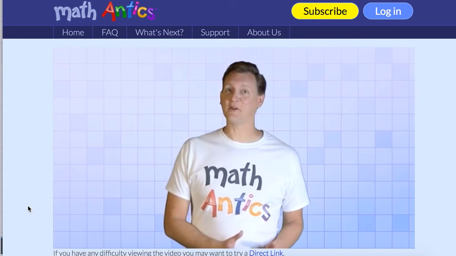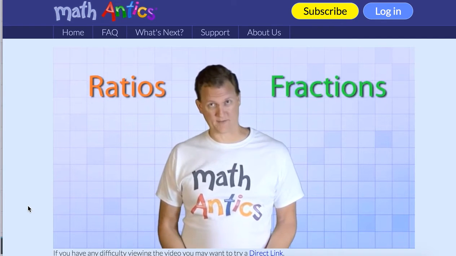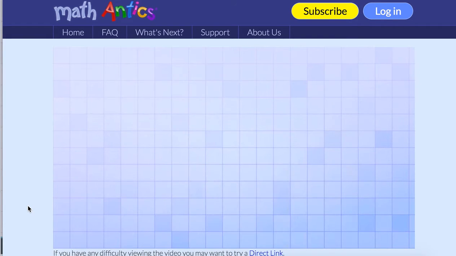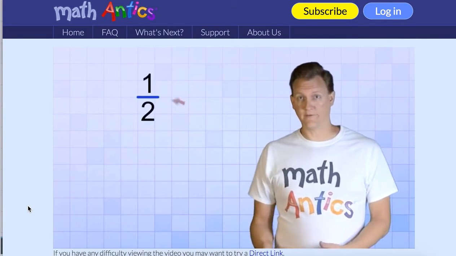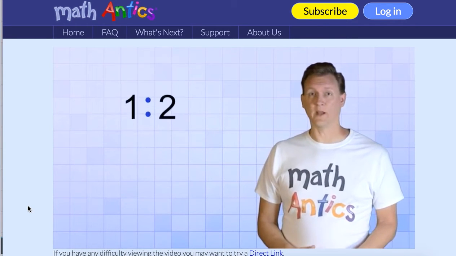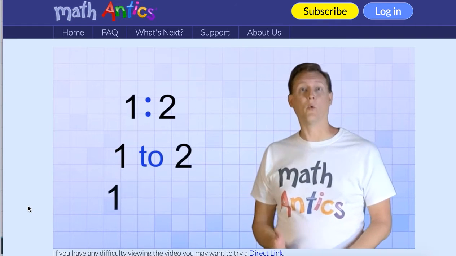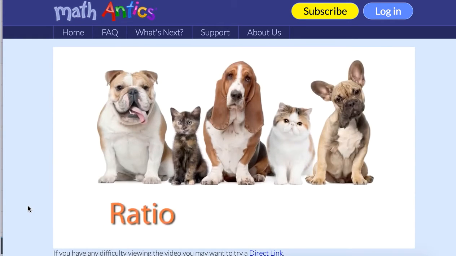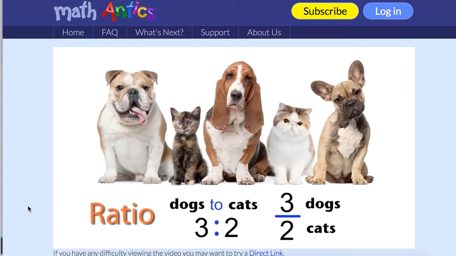Alright, so now you know that fractions and ratios are basically the same thing. But since they're used differently in math, sometimes they're also shown differently. Once in a while, instead of seeing the standard division form, a ratio might be represented with this symbol. When you see a ratio written this way, it just means 1 to 2 or 1 per 2. For example, in this picture, you could say that the ratio of dogs to cats is 3 to 2. 3 dogs to 2 cats. And you could also write it in the standard division form, 3 dogs over 2 cats. They're just different ways to write the same ratio.